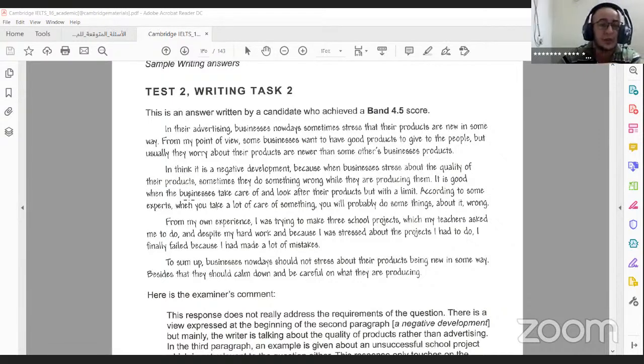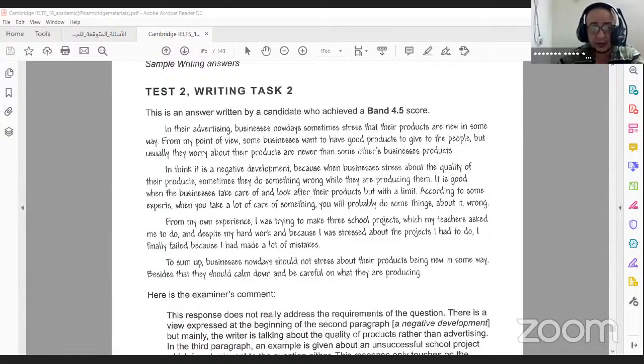Okay, before going on, reading the examiner's comment, if I would correct this piece of writing, I wouldn't give 4, not 4.5, I wouldn't even give 3.5. Why? The question is asking about advertising and emphasizing the products.